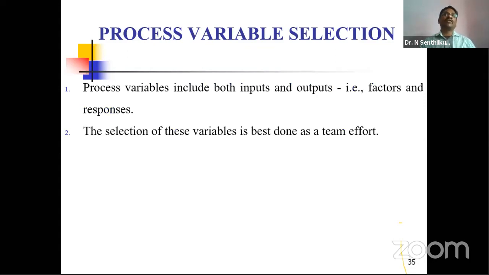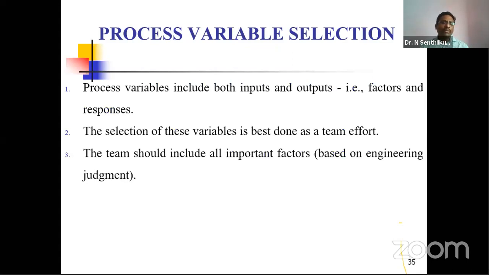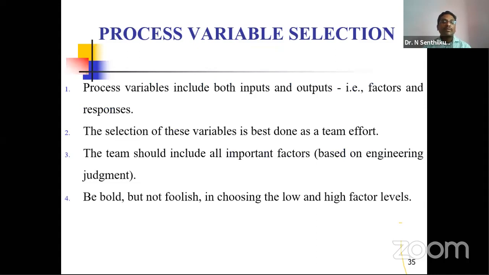So what is a team? If I'm going to do my research, then I have to sit along with my supervisor so that I can use his expertise to select the influential parameters. If I don't get help from other persons and select them on my own, then there is a chance of eliminating some of the influential parameters. A parameter may be influential, but I'm not going to consider it. So that kind of error may also exist. In order to avoid that, we have to select these variables as a team effort. All the important factors should be identified and incorporated in your study.